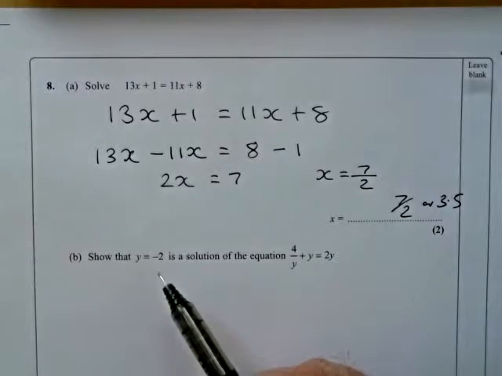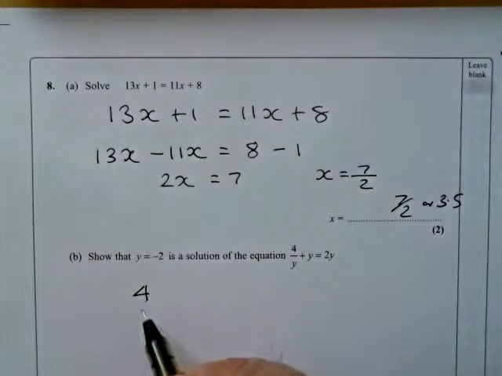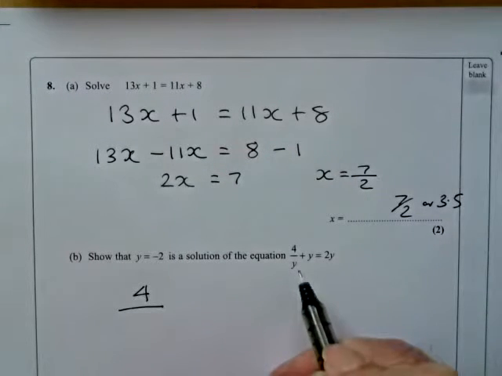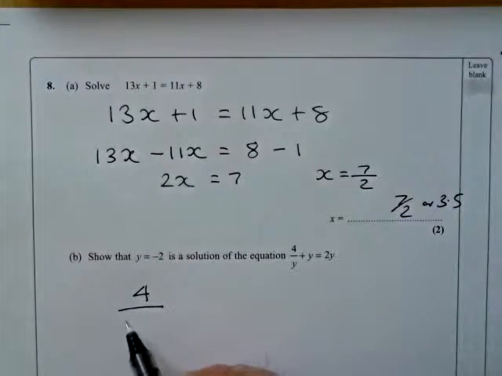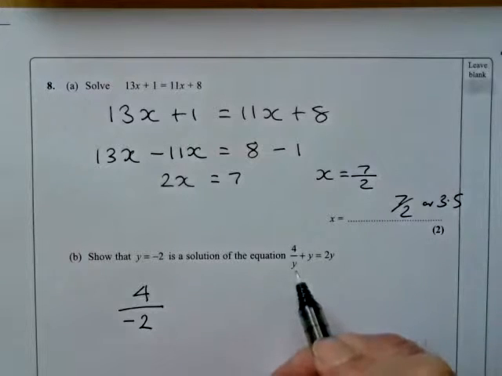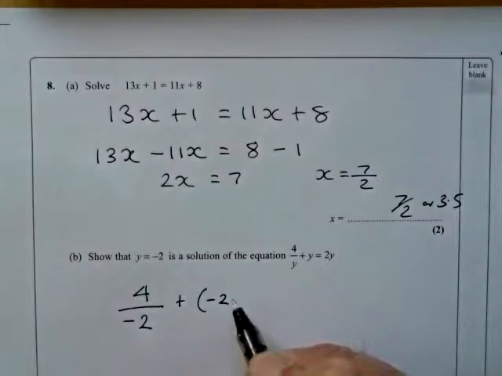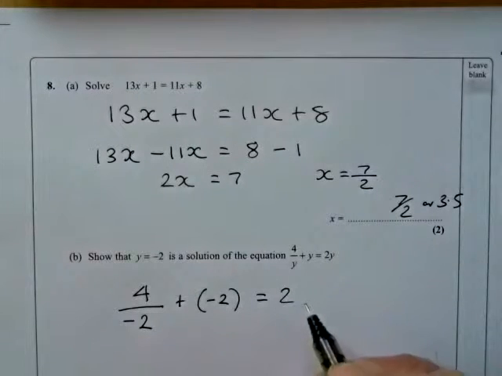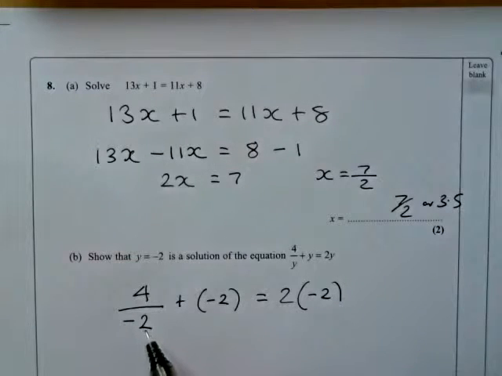Now in part B, we've got to show that y equals minus 2 is a solution of this equation. So what we've got to do here is replace y with minus 2 and check the two sides are the same. So I replace y with minus 2, and I add minus 2, and then I check, does this equal 2 lots of minus 2? So 4 divided by minus 2, well 4 divided by plus 2 would be 2, so dividing by a minus must give a different answer, so that will be minus 2.